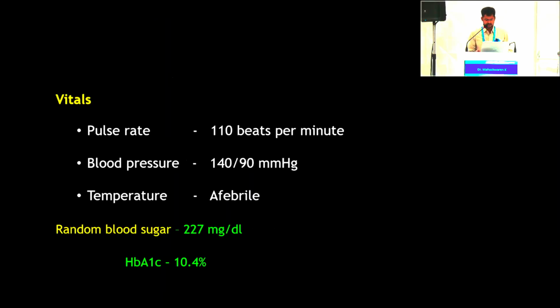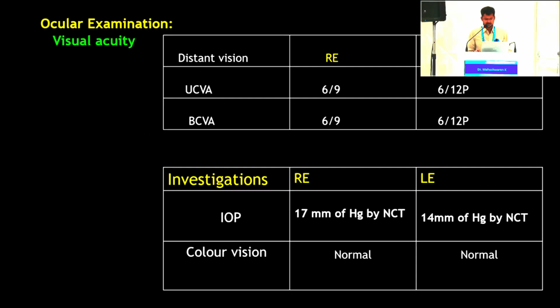His vitals were stable, and the random blood sugar was 227 mg per deciliter, HbA1c 10.4%. On ocular examination, his right eye best corrected visual acuity was 6/9, and intraocular pressure by non-contact tonometry was 70 mm mercury, and his color vision was normal. In the left eye, best corrected visual acuity was 6/12 partial, intraocular pressure by non-contact tonometry 40 mm mercury, color vision was normal.